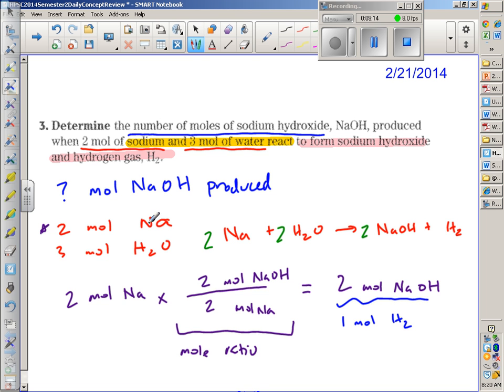Because, right, we reacted 2 moles of sodium, right? But, Jonathan, how many moles of water do we need to react with that 2 moles of sodium? 2, but we got 3 moles of water, so there will still be 1 mole of water left over because we didn't use all of it before our sodium ran out. Okay? That good? Nick, go ahead.